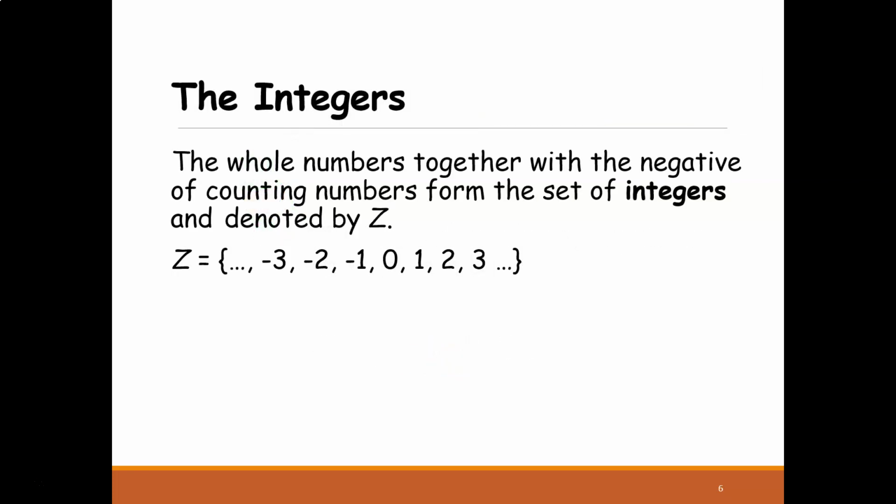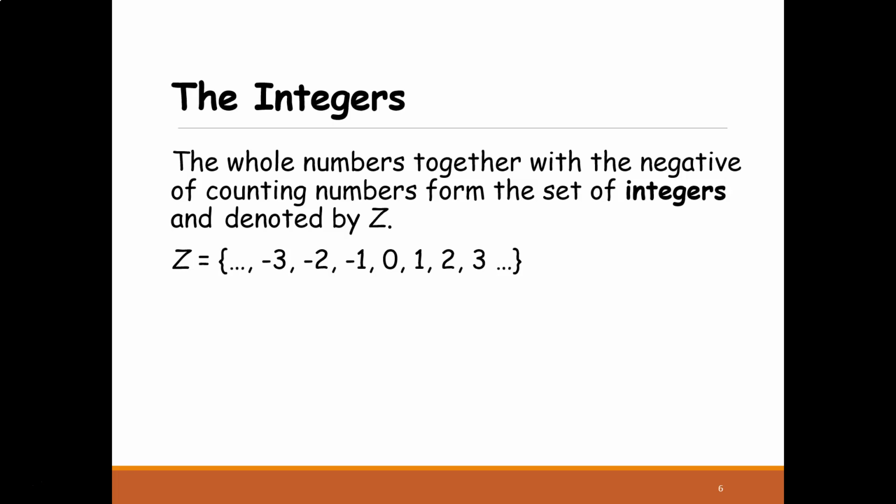Then next is the integers. What is integers? The whole numbers together with the negative of counting numbers form the set of integers and denoted by capital Z. Okay, so it said that integers is the whole numbers. Whole numbers mean we start from 0, right? Together with the negative. Okay, so it becomes larger. Now the set becomes larger.